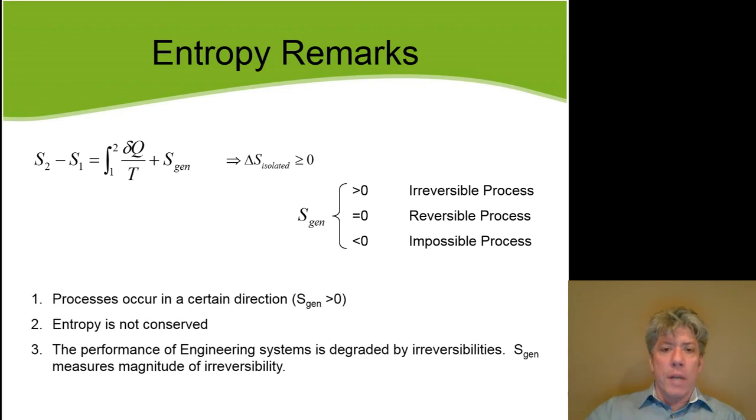And this is why processes occur in only one direction. They occur in the direction where entropy is generated. Entropy is not conserved. It is created from nothing, and unfortunately, it's something that doesn't help. It's something that is bad for us.